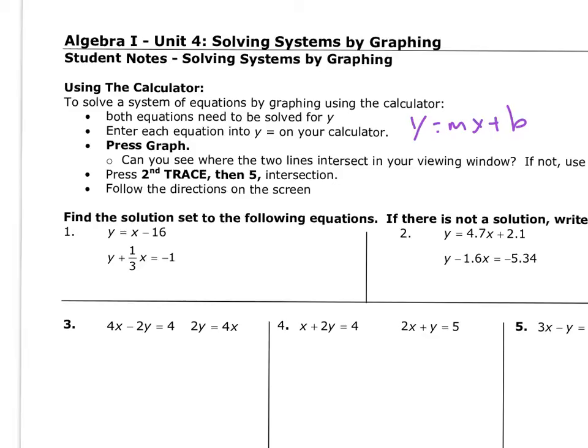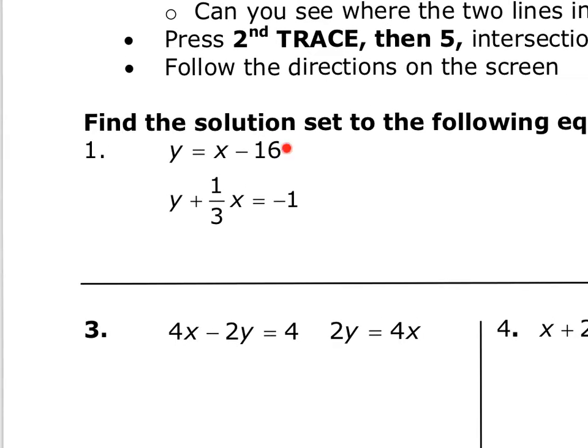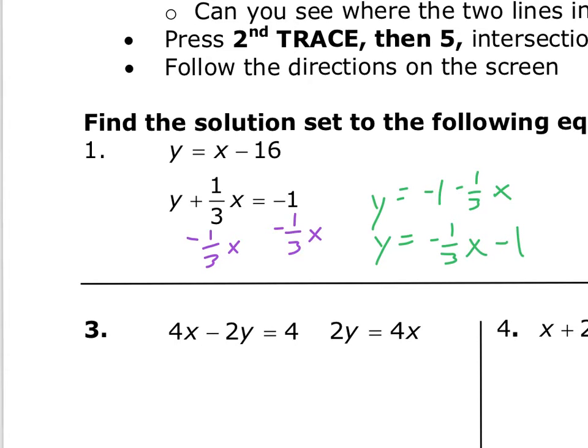So let's look at number 1 here. The first equation, y equals x minus 16, is already in y equals mx plus b form. But the next one, we need to do something to it first to get it in the form we want. So what I'm going to do is subtract the 1/3 x from both sides here. And so now my new equation for the bottom is going to be y equals -1 minus 1/3 x, or if you put the x part first, it would be y equals -1/3 x minus 1. These are the same equations, they're just written in different forms.